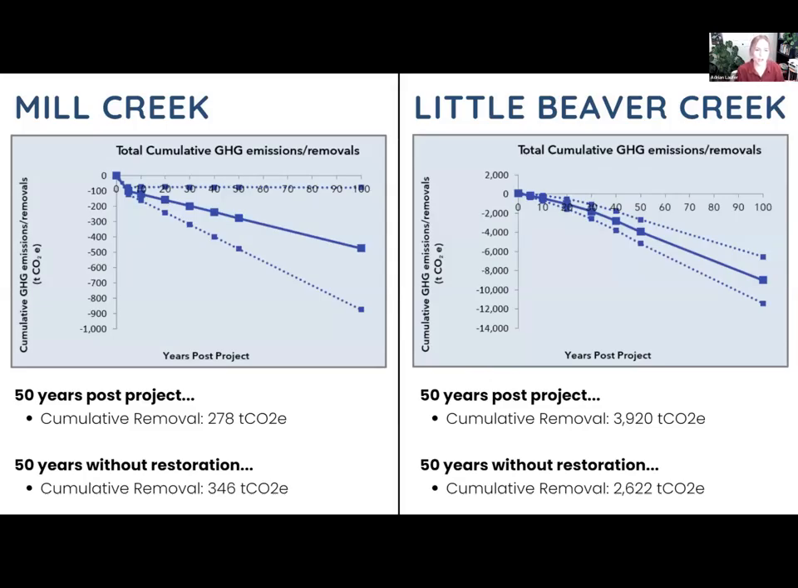So 50 years post-project at Mill Creek, with restoration, the cumulative removal is 278 tons of CO2e. Without restoration, it was actually 346. So we're seeing that through restoration, this might actually increase emissions at Mill Creek. And then for Little Beaver Creek, we're seeing that with restoration, the cumulative removal in 50 years is 3,920, which is a higher rate of removal than without restoration. Again, these are with error bars, and this is based off of regional data, not site-specific data. So this is just a first pass.